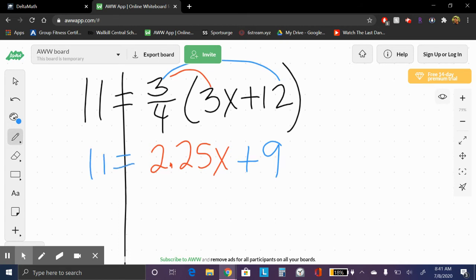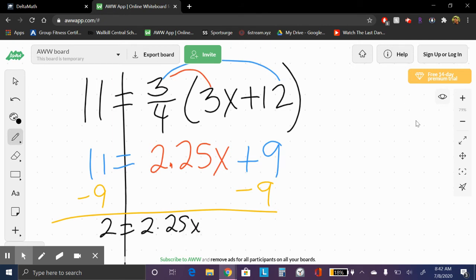Bring down the 11. Subtract 9 from both sides. So you get 2 equals 2.25x.